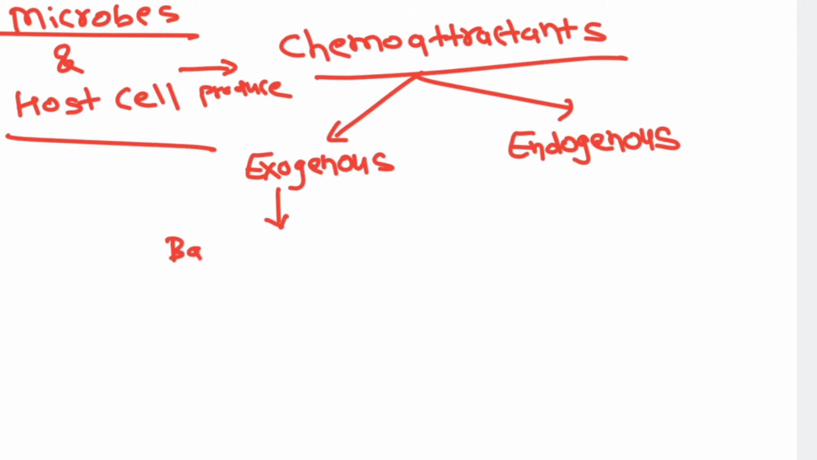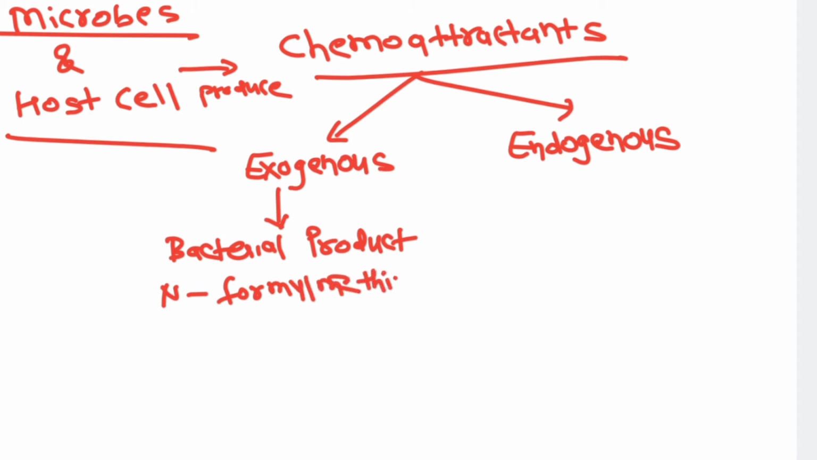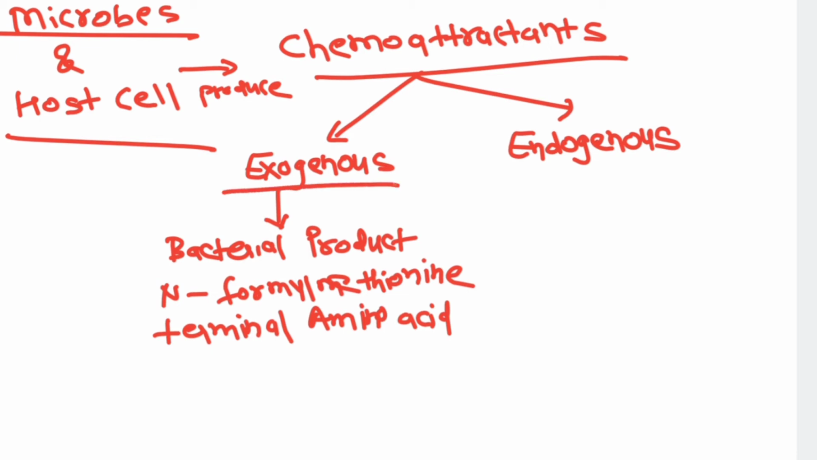So the exogenous chemoattractants are bacterial products, particularly N-formyl methionine terminal amino acid. So the N-formyl methionine terminal amino acid bacterial product can act as a chemoattractant, which is an exogenous product.